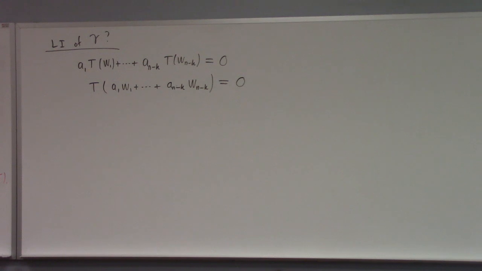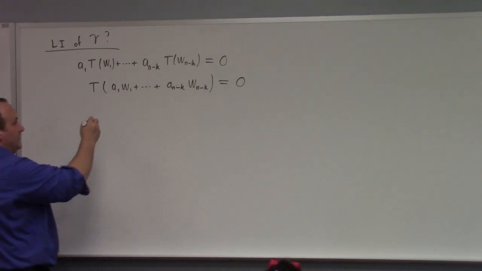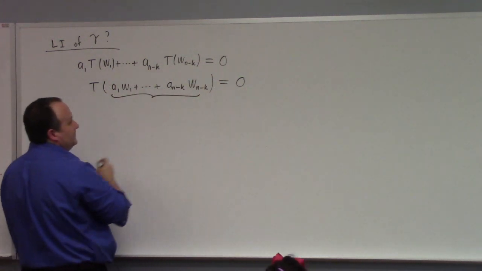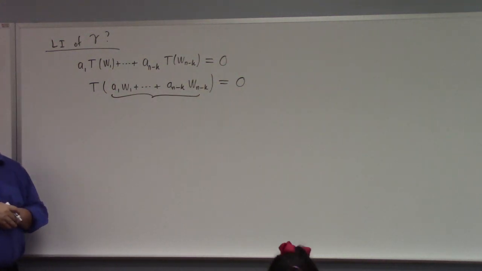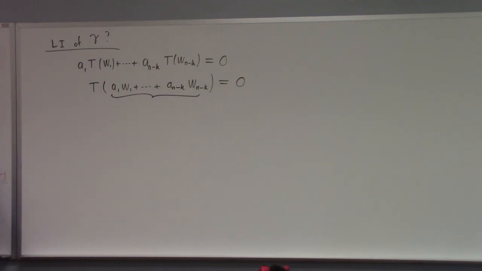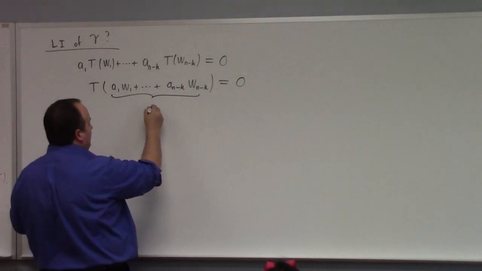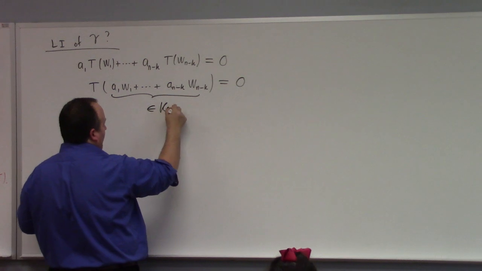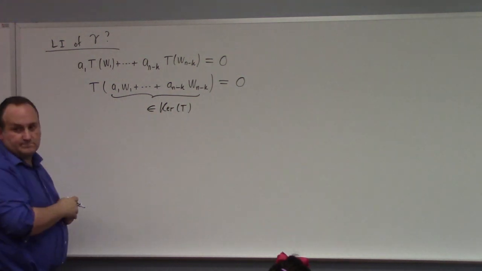T is linear, right? And what does this mean about this contraption right here? T of 0 has to equal 0, so that has to equal 0. No. We can't say that. It's in the kernel, right. If we knew T was one-to-one, I'd be with you. But we don't know that the kernel is 0, so we can't assume that this is 0. What we can say is that this is in the kernel, right?